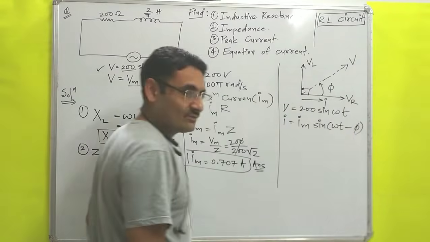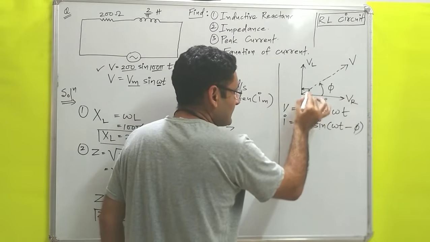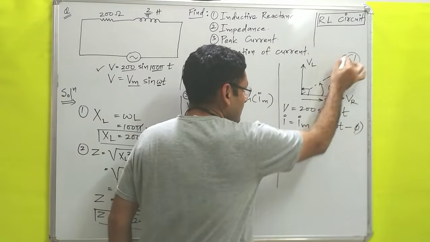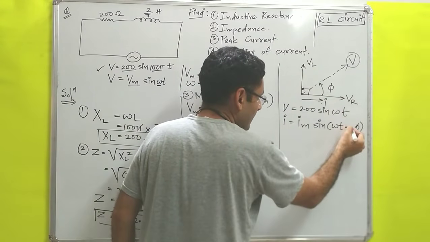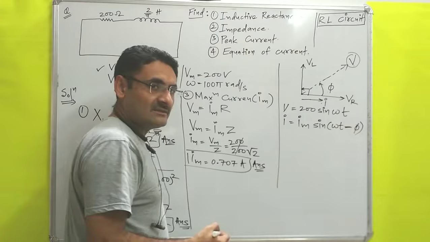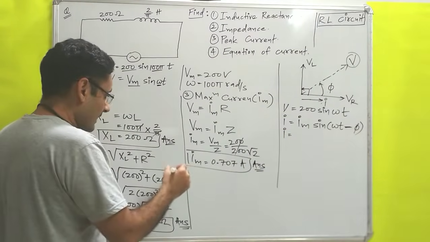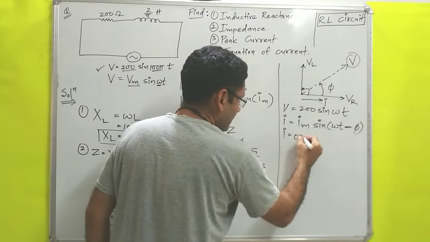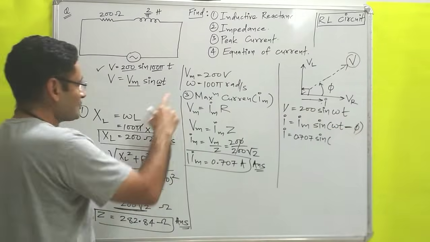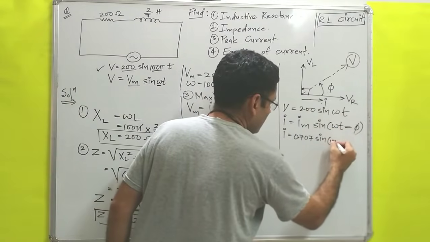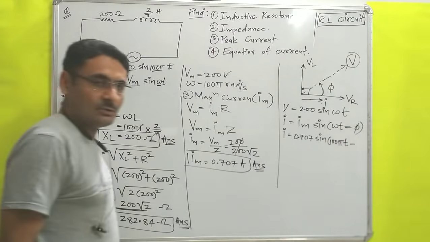Why are we writing minus phi? Because from the diagram we can say current is lagging behind the potential by phi. Current पीछे चल रहा है potential से. Lagging means phi. So I is equal to, now the value of Im is 0.707 sine of omega, which is 100 pi into t minus phi, whose value you have to calculate.